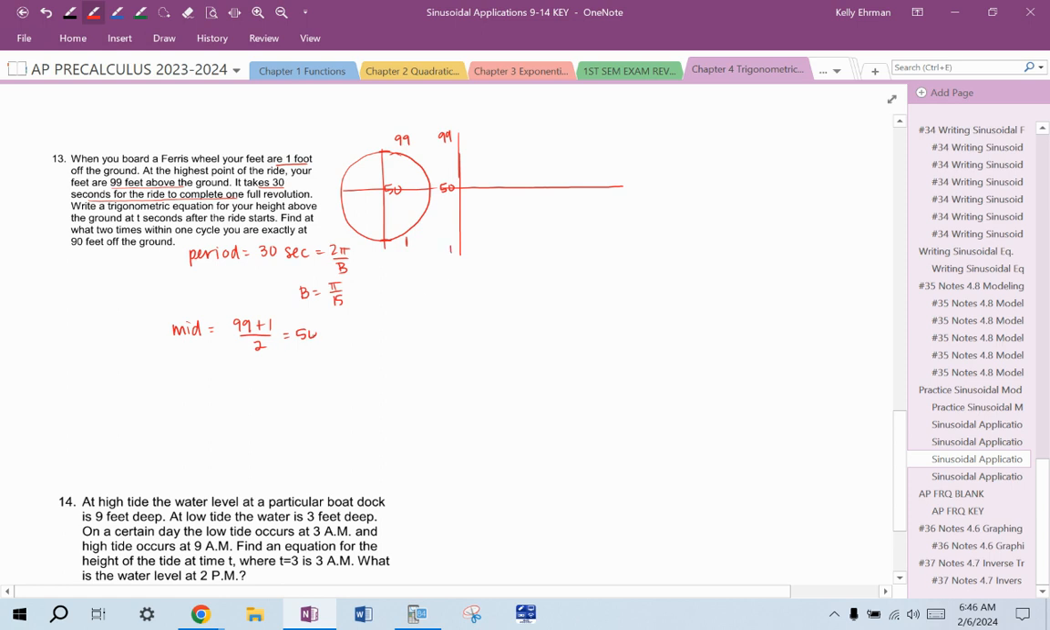And I guess it might not be a sine graph. It might be cosine. But we have D here. Write a trig equation for your height above the ground at t seconds. Find the 2 times where you're exactly 90 feet off the ground. So this says that we start 1 foot off the ground. So we start down here, and then we'll come back to midline, hit the max, midline, back here, and this takes 30 seconds. So this is a cosine curve.